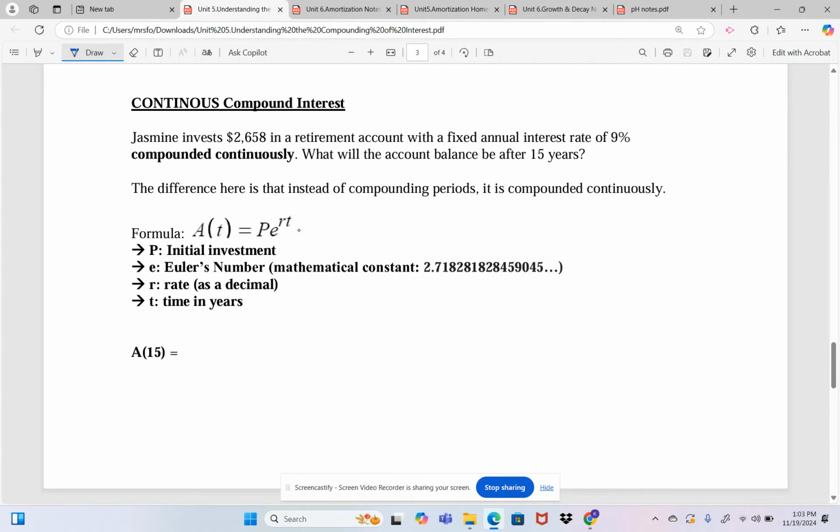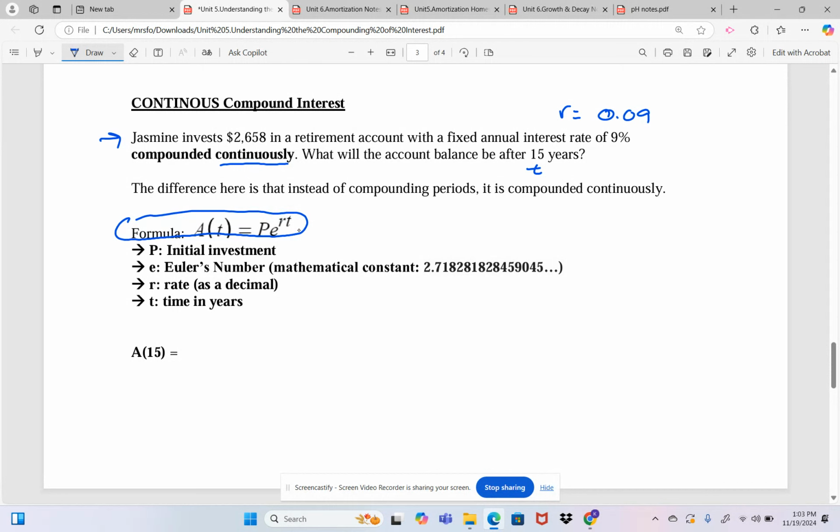Continuous compound interest, this is the formula that you'll use. Anytime it says continuous, this is the formula to use. The problem says Jasmine invests $2,658 in a retirement account with a fixed interest rate of 9%, compounded continuously. What will the account balance be after 15 years?